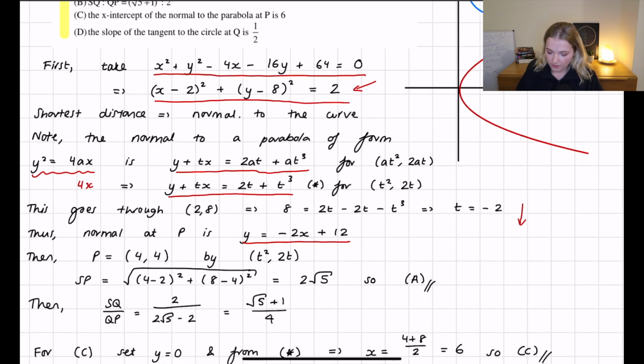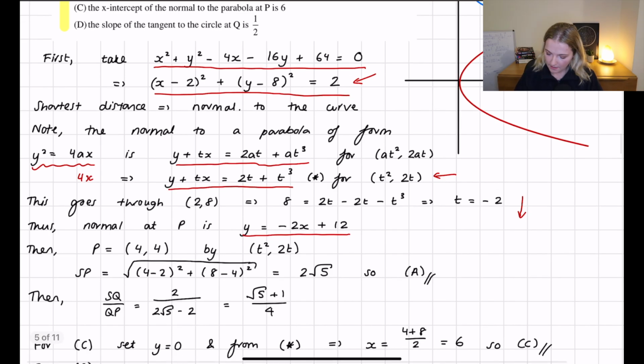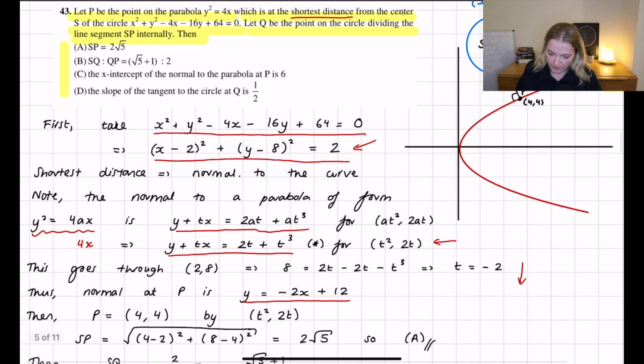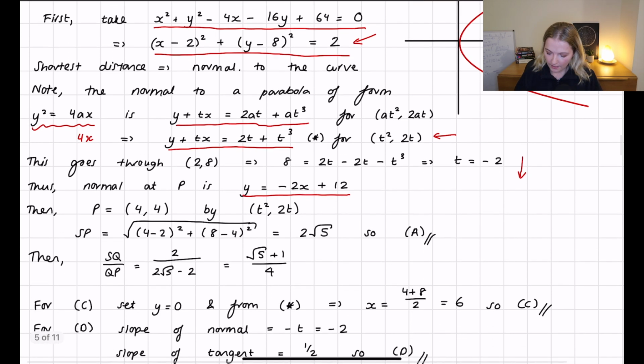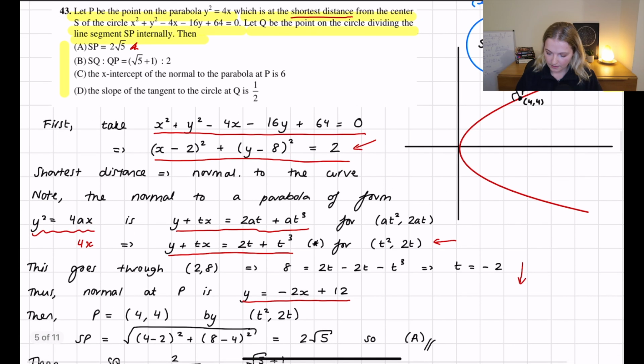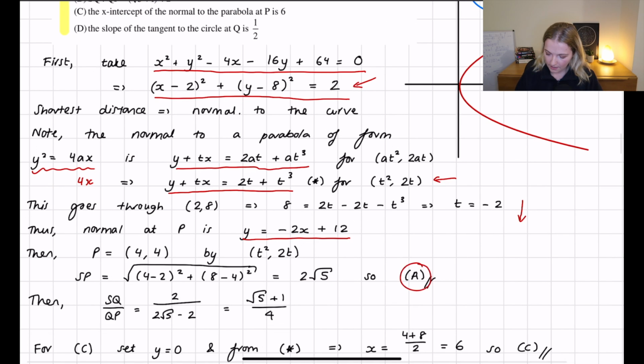Now from this we can deduce that P must equal (4, 4), and that's just by the condition that we had here for t squared and 2t as the coordinates on the parabola. Okay, and then all you need to do is calculate SP. The reason we calculate SP is because it's asked in the question, so it says what is the value for SP. We calculate the value for SP, we get 2 root 5, which is exactly what it says in the question, so A is correct.